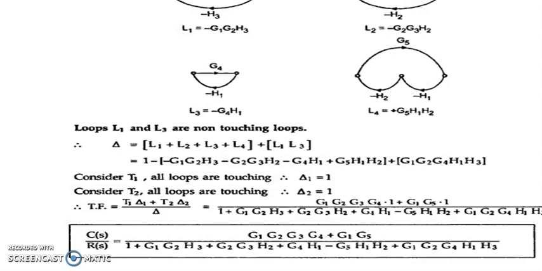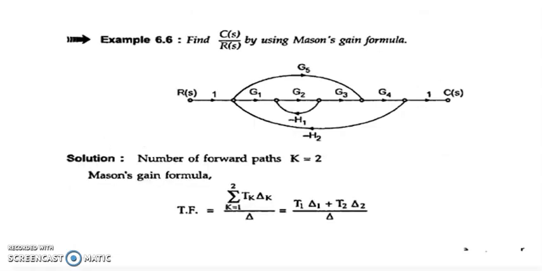So delta is equal to 1 minus of G1 G2 H3 minus G2 G3 H2 minus G4 H1 plus G5 H1 H2 plus G1 G2 G4 H1 H3. For T1 all loops are touching, so delta 1 is 1. For T2 all loops are touching, so delta 2 is 1. So transfer function is T1 delta 1 plus T2 delta 2 by delta. By substituting the different values, I can find out the overall transfer function.